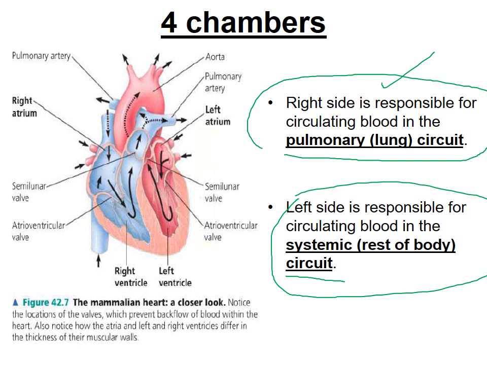a two-circuit system. It's a pulmonary circuit, which means one circuit through the lungs and the heart, and then a systemic circuit, which means throughout the rest of the body's system. So that's the left side responsible for systemic, and the right side responsible for the pulmonary circuit.